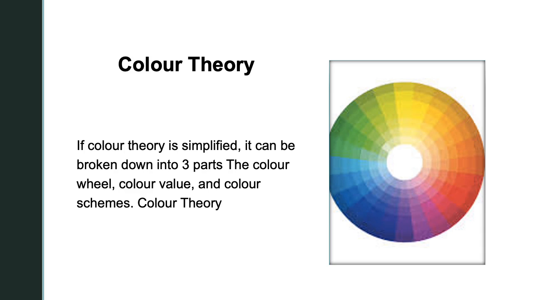If color theory is simplified, it can be broken down into three parts: the color wheel, in which we study primary, secondary, and other colors; color value, which means tint, tone, shades; and color schemes, different types of color schemes.